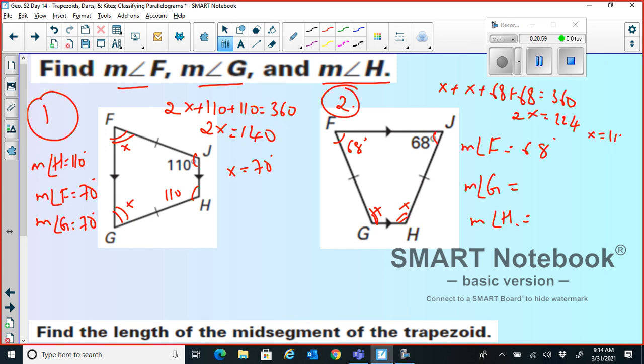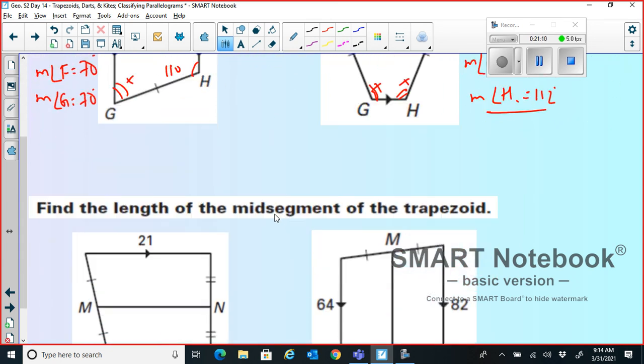So which means these two are 112 degrees, which your friends had got just now. Okay, so these two are 112, angle G and angle H. Let's see the next one.